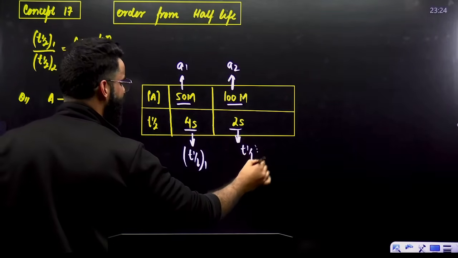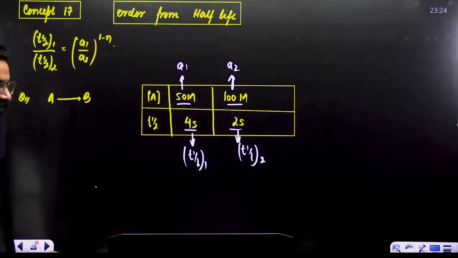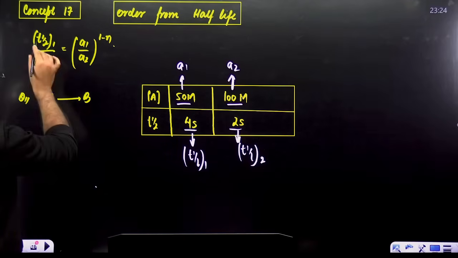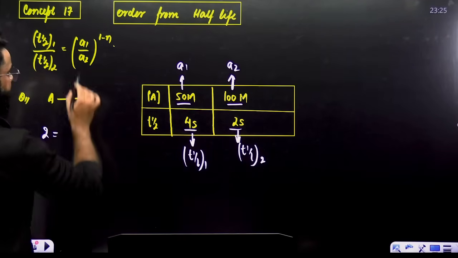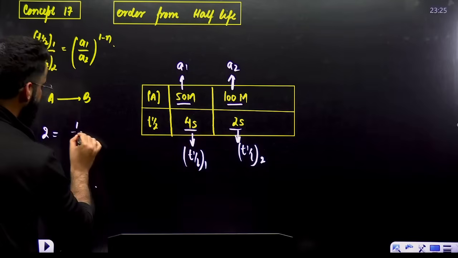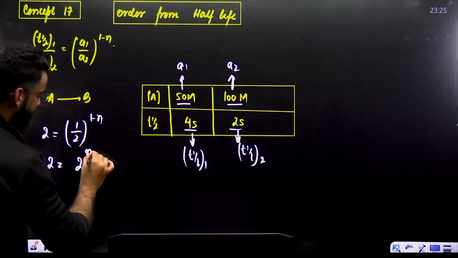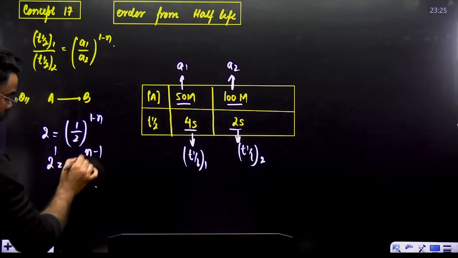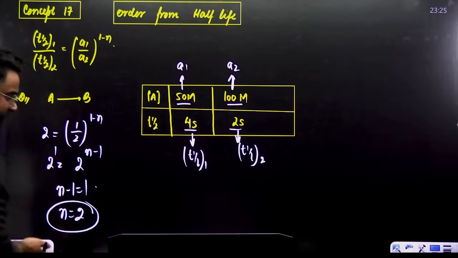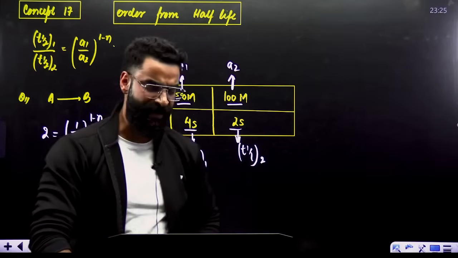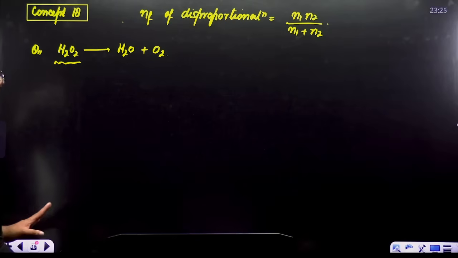You just have to remember one direct result. What is that? T half 1 divided by T half 2 is equal to A1 by A2 whole raised to the power 1 minus n, where n is the order of reaction. Now T half 1 divided by T half 2, 4 by 2, is 2, right? A1 by A2 is 1 by 2, whole raised to the power 1 minus n. So I can write 2 is equal to 2 raised to the power n minus 1. So 2 raised to 1 is equal to 2 raised to the power n minus 1. That means n minus 1 is equal to 1. So I can say n value is equal to 2. N was the order of the reaction. Pretty much simple.